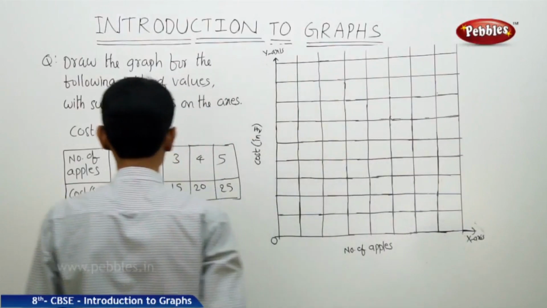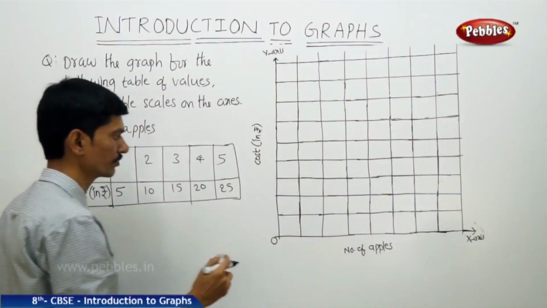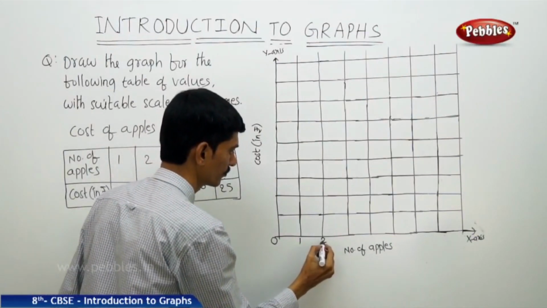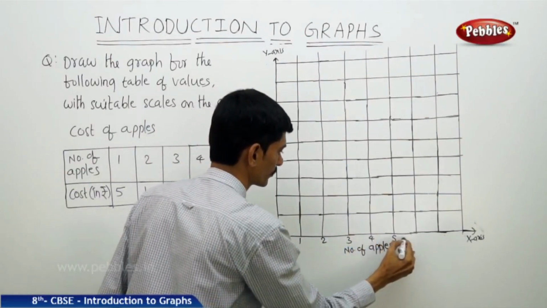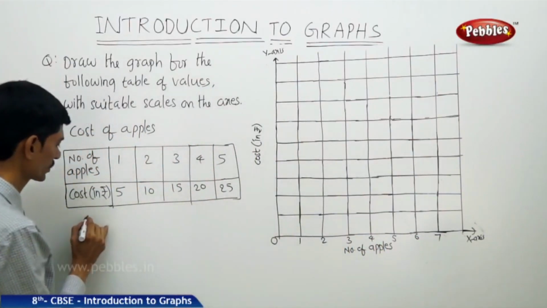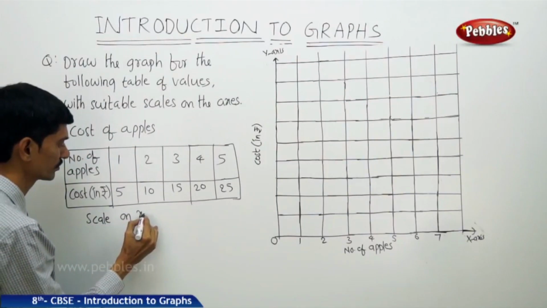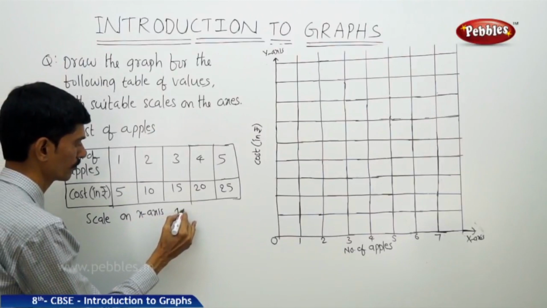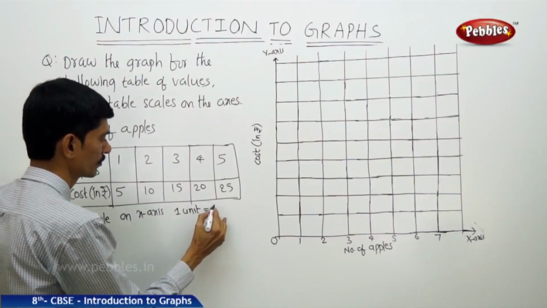Now, on the horizontal line we can take 1, 2, 3, 4, 5 and so on. So 1 unit equals 1 apple on the horizontal line. Now, scale on the x-axis: 1 unit equals 1 apple.